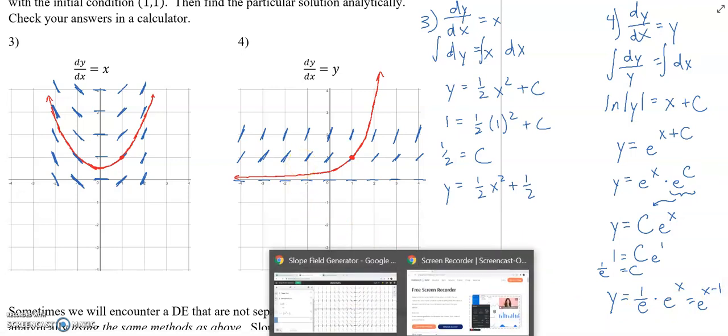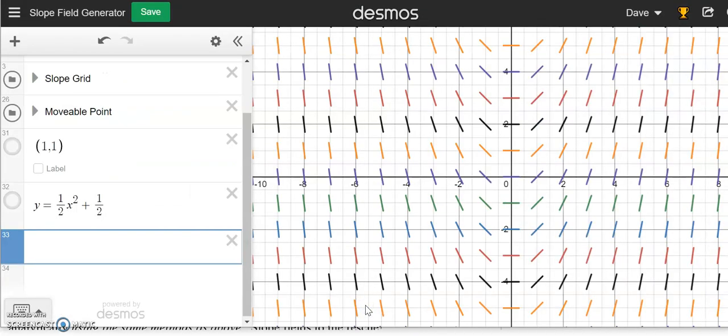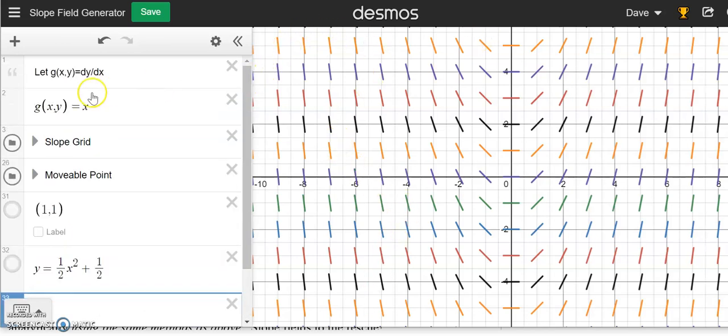All right, so if we wanted to check these, we would go to a calculator, and for this one I think I'm going to use Desmos. Desmos has a nice slope field generator. Someone created it. I Google it, I find Desmos slope field, and this always comes up, and it's great, so thank you whoever made this. And here is the differential equation dy/dx equals x, which looks an awful lot like the graph that I originally started with.